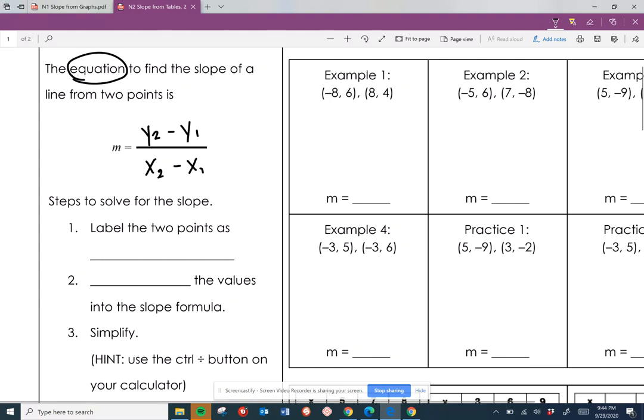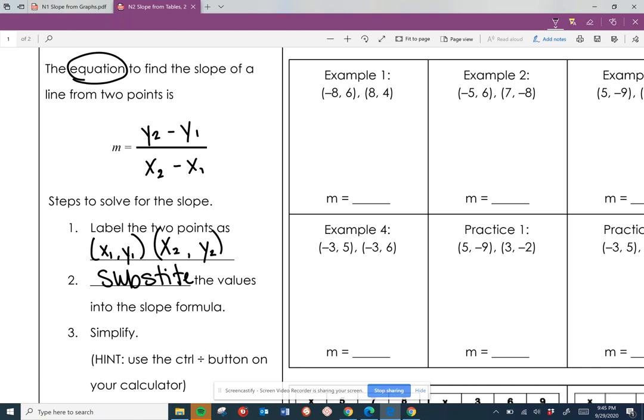The first one is we're going to label the points as x1, y1, and x2, y2. After we label them, we are going to substitute them into the formula, and then we will simplify. It's going to be important while you're doing this to use your calculator, so you want to get your calculator handy so that you can make sure that you are simplifying correctly.